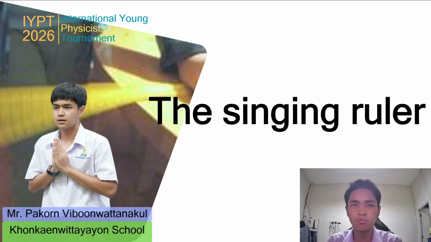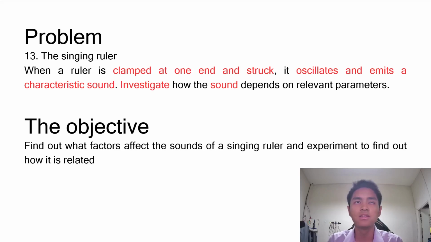Today I'm going to present about the singing ruler. The singing ruler is IYPT 2026, problem 13. It states that when a ruler is clamped at one end and struck, it oscillates and emits a characteristic sound. Investigate how the sound depends on relevant parameters.